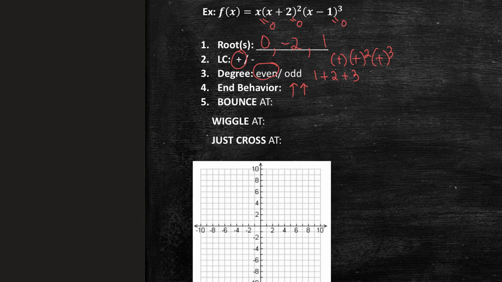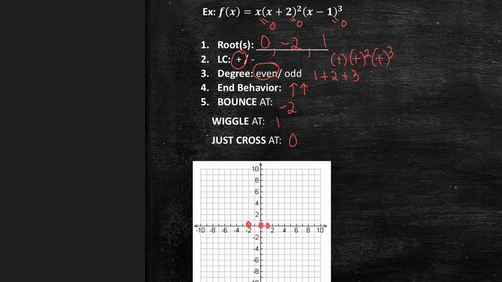Okay, so we're going to have a bounce at negative 2. We're going to have a wiggle at 1 because it's to the third power, and then it's just going to cross at 0. So let's go ahead and graph those roots. We're going to have 1 at 0. We're going to have 1 at negative 2, and we're going to have 1 at 1.